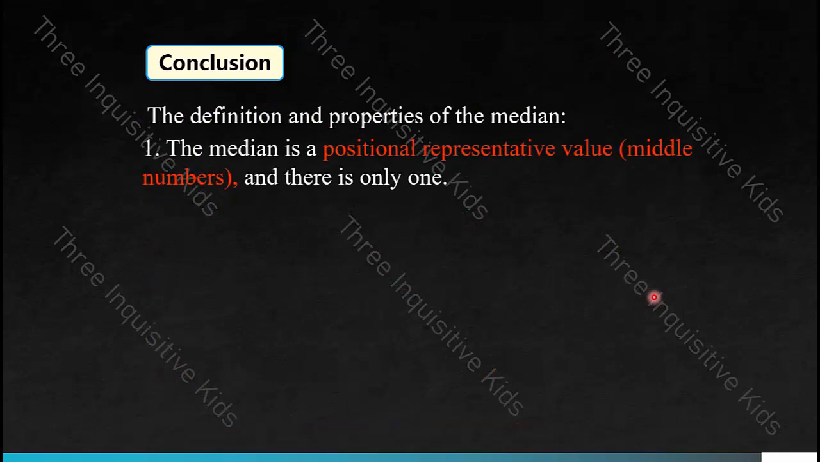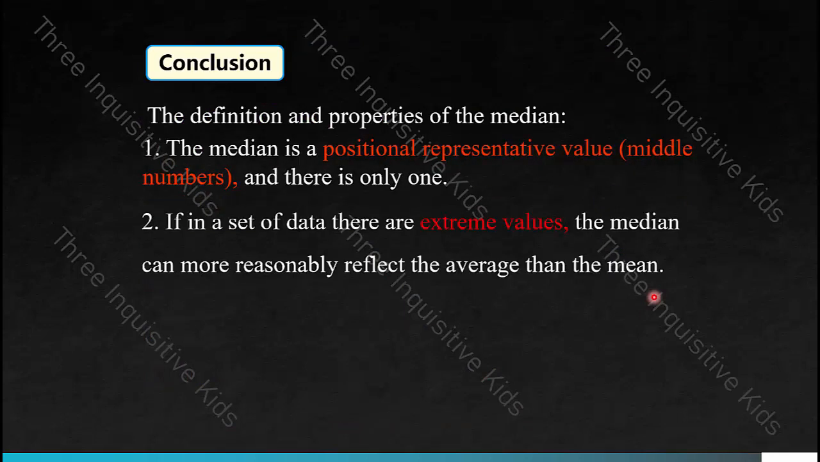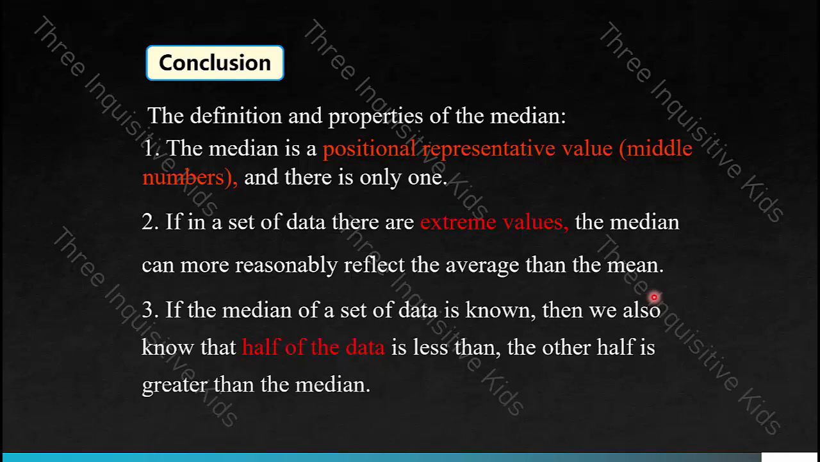So what are the overall definitions and properties of the median? We know that the median is a positional representative value, the middle number, and there is only one. If in a set of data there are extreme values, the median can more reasonably reflect the average than the mean. And if the median of a set of data is known, then we also know that half of the data is less than the median and the other half is greater than the median.